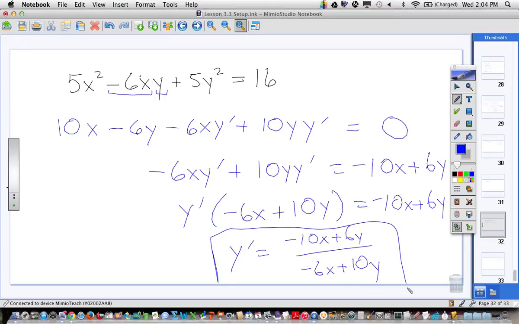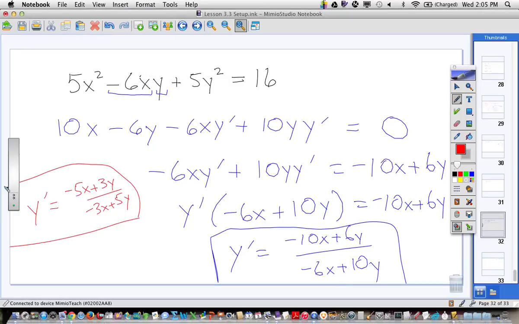Now that's not where we want to stop because what else can we do? Factor out a 2 and cancel. Factor out 2 on the top, 2 on the bottom, and cancel. So it would be negative 5x plus 3y on top, and it would be negative 3x plus 5y on the bottom. So it's not uncommon in an implicit differentiation to have a mixture of x's and y's in your answer. Okay?